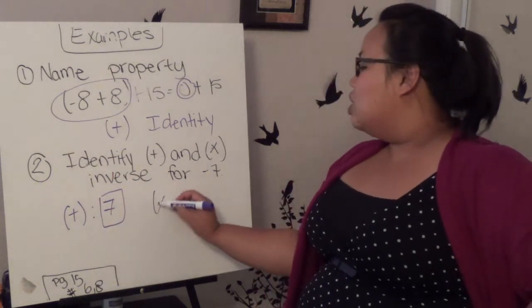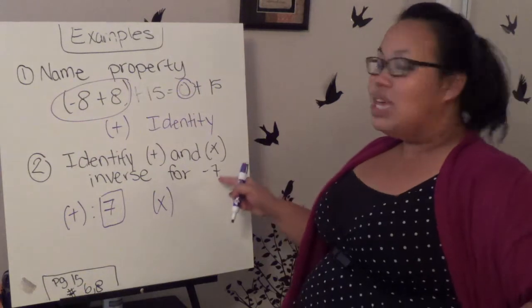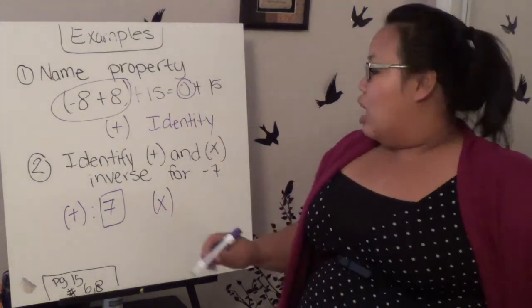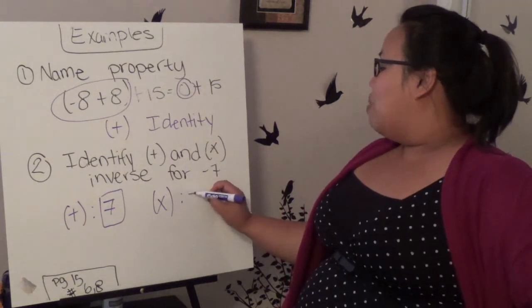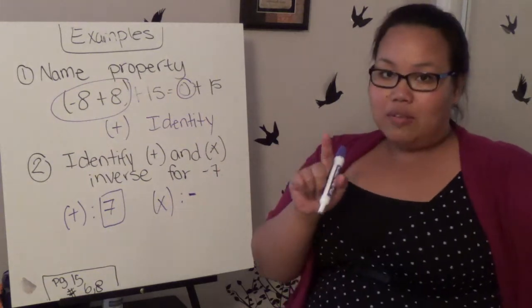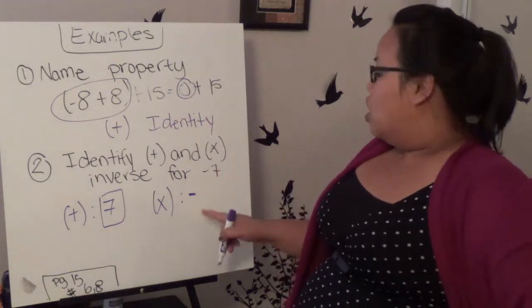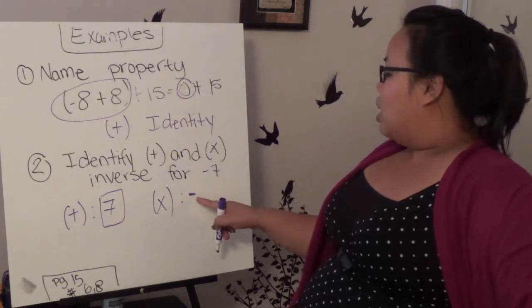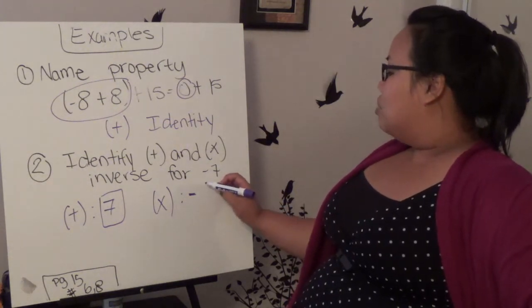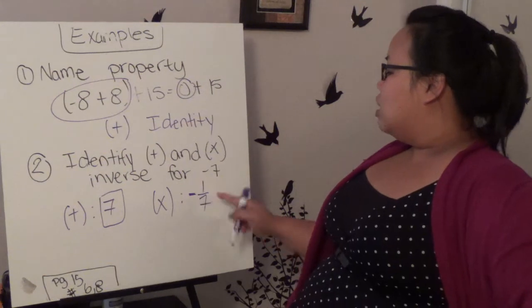The multiplication inverse is what can I multiply this by in order to get a 1? Now, I definitely need to multiply it by a negative because a 1 is not negative. So if I have two negatives multiplied together, I get a positive. So multiplying negative 7 times negative 1 over 7 gets me 1.